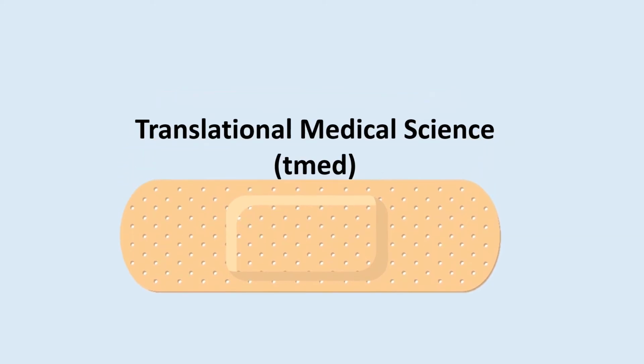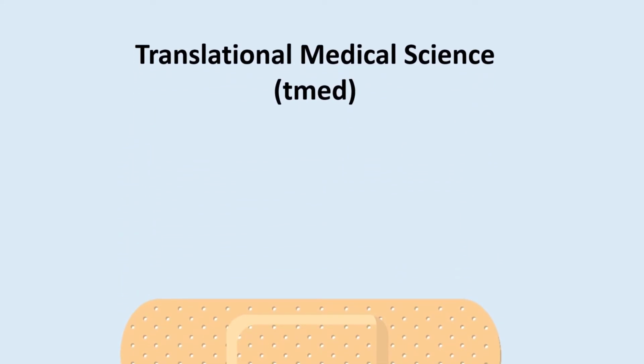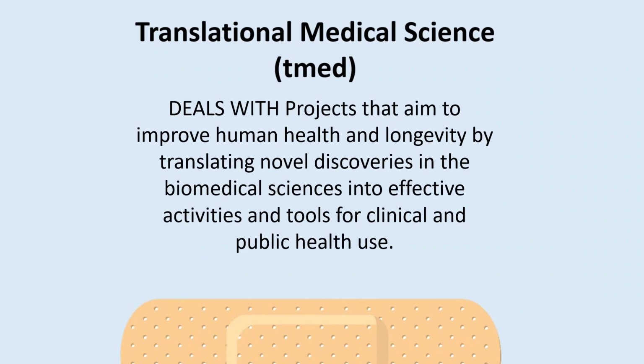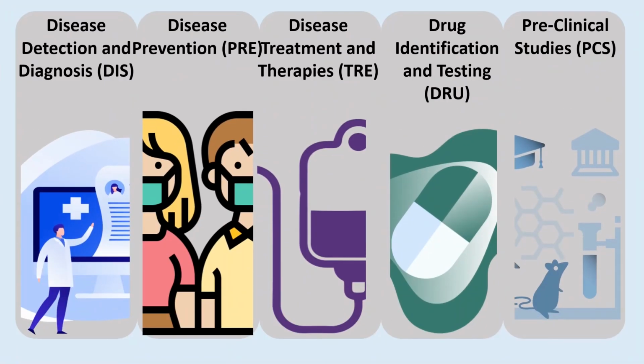The last category is the translational medical science, projects that aim to improve human health and longevity by translating novel discoveries in the biomedical sciences into effective activities and tools for clinical and public health use. Its subcategories include disease detection and diagnosis, disease prevention, disease treatment and therapies, drug identification and testing, and the preclinical studies. The studies under this subcategory are for the potential drugs or therapies that would include testing the intervention in platforms such as cultured cells or animal models of disease.